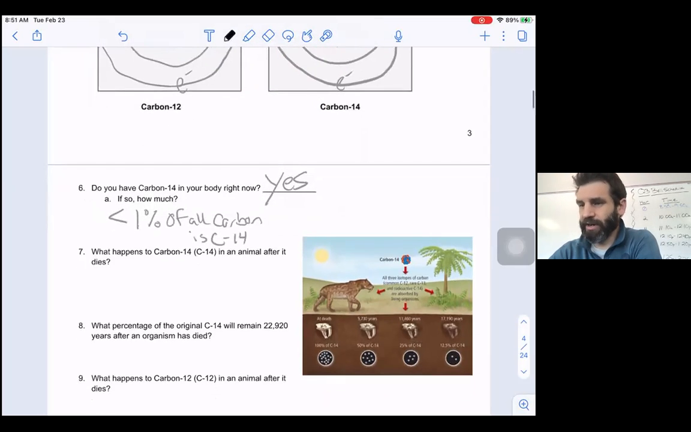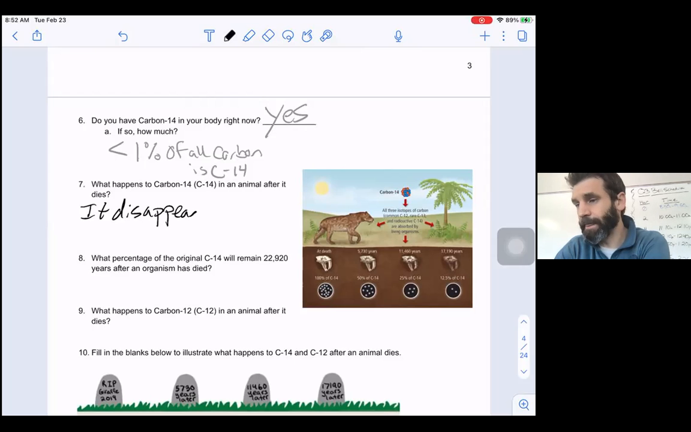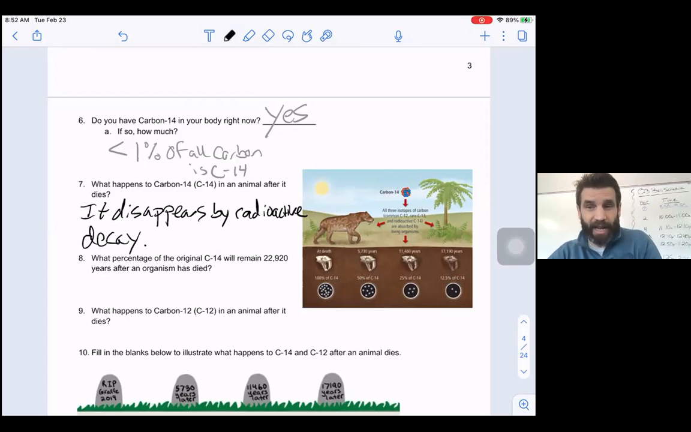Okay, maybe I'll switch this to black here. What happens to carbon-14 in an animal after it dies? It disappears by radioactive decay. And if you want to be more specific, it gets converted into nitrogen, and some energy is lost as well.